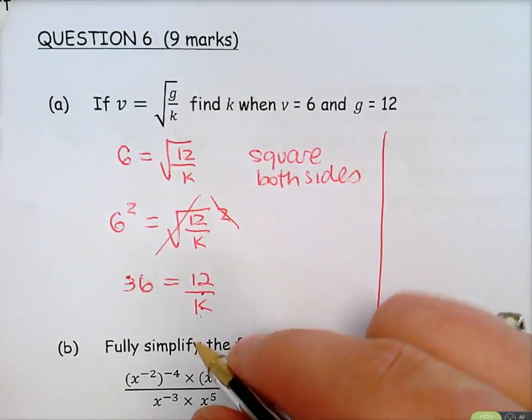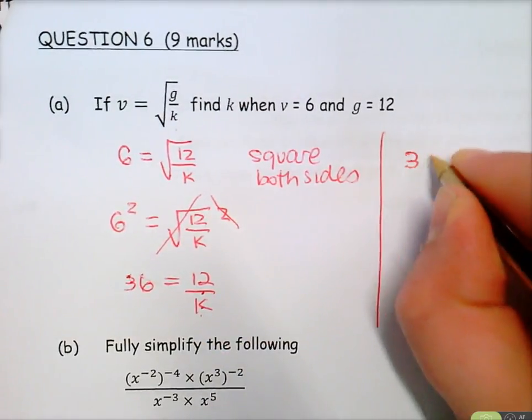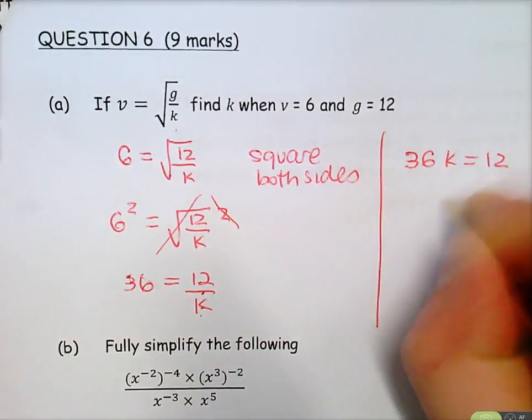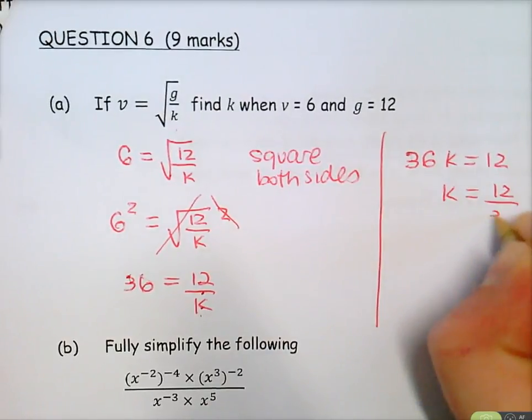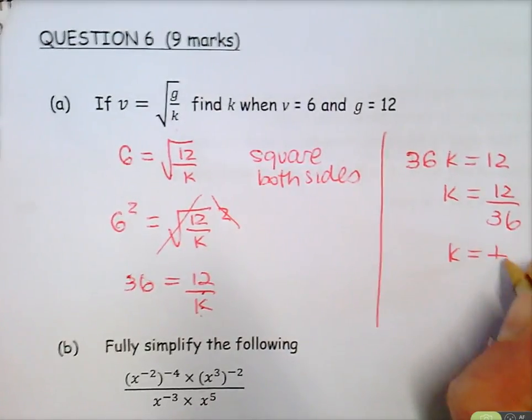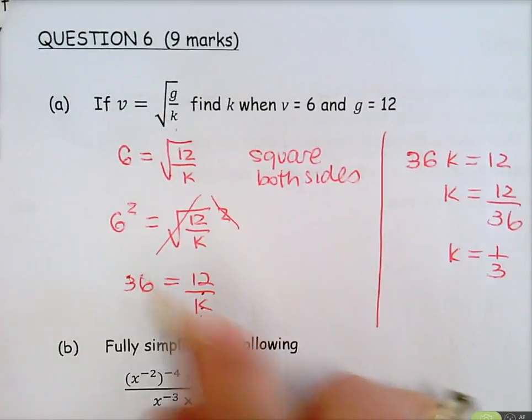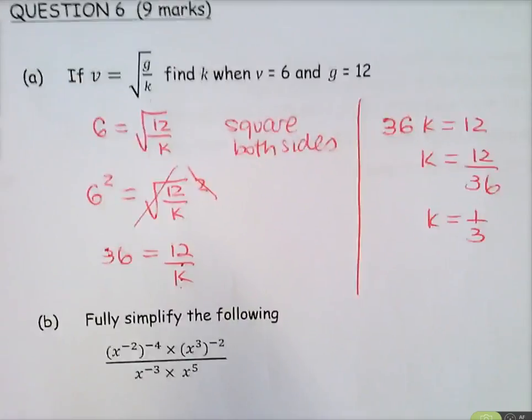It's like when we do trig. If you want, you go 36 times k is 12, therefore k is 12 divided by 36. k is a third, but I just swap those two across the diagonal. Okay? Right, the next one.